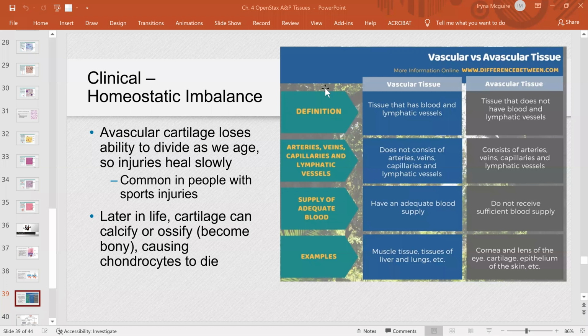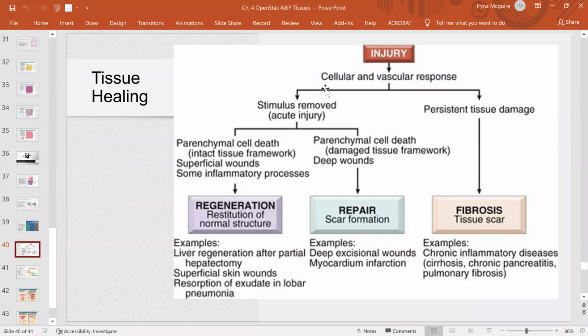So talking about vascular tissue that heals much better than avascular, let's look at the process of tissue healing. Now, tissue healing will depend on a type of injury. Either we have acute injury or chronic injury. Now, if you have chronic injury, when we have persistent tissue damage, this tissue will always repair itself by fibrosis. And fibrosis means we're going to form tissue scar. And tissue scar is made of connective tissue.